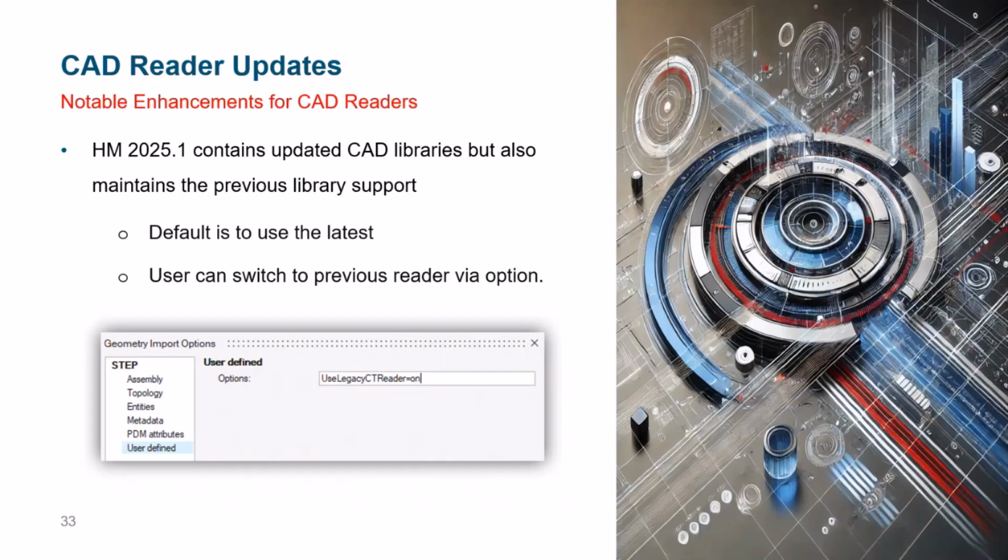from the user. And in order to use the previous reader, all the user can do is, let's say they are importing a STEP file, they can go to user defined and turn on this option, use legacy CAD reader equal to on, and they will be able to use the previous set of libraries which were mature, and import the CAD files. This is already documented in the release notes. So if you miss this particular part of the slides, you can always look at the release notes for 2025.1.